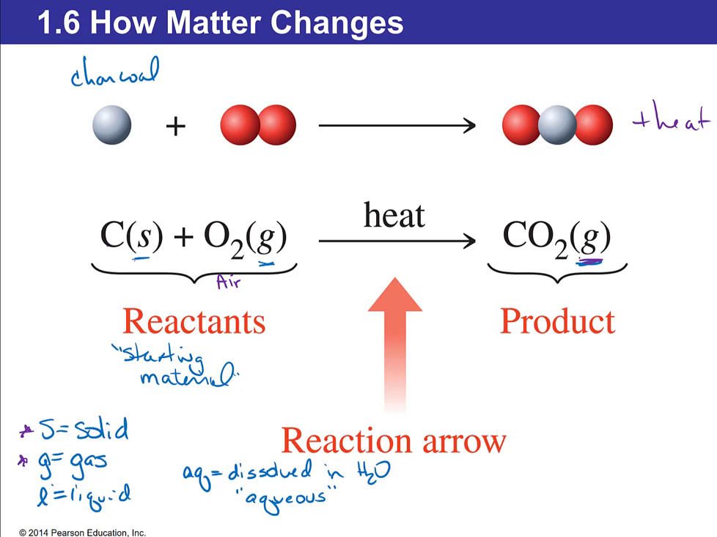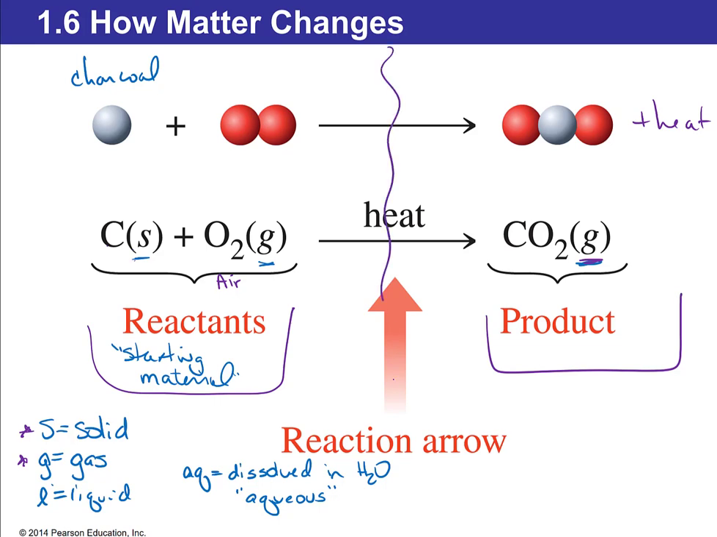So the S, the G, you might even have a little L if it was water as a liquid. You might even see it AQ. That means that it is a substance dissolved in water, also called aqueous. So if you see those, they are not elements. These are telling you the state of the substance in the reaction. Everything on this side is the reactants. Everything on this side is the products. Think of the reactants as the starting material and the products is the end result. And so the arrow is the divider. The arrow is how you say, this is what I started with and then this is what I ended with.